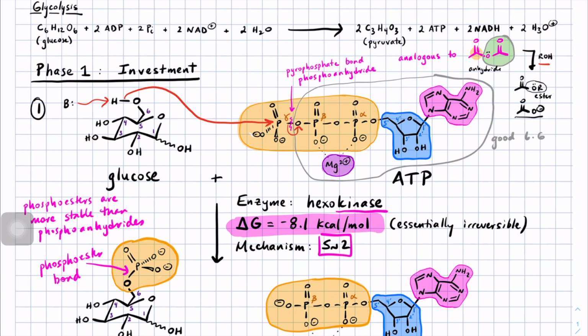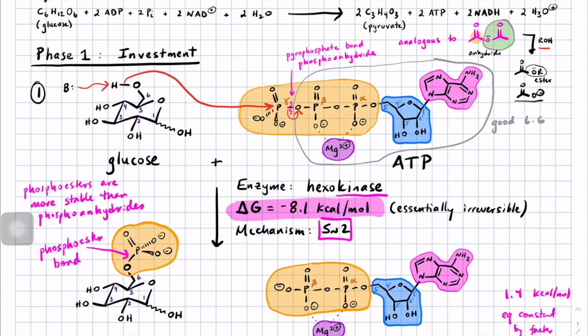Remember that in organic chemistry, changes that are worth 1.4 kcals per mole change the equilibrium constant by a factor of 10. So that when we have a delta G of minus 8.1 kcals per mole, you're looking at a factor somewhere between 10 to the 4, 10 to the 5th in terms of equilibrium constant favoring products over starting material. So the reaction is basically irreversible.